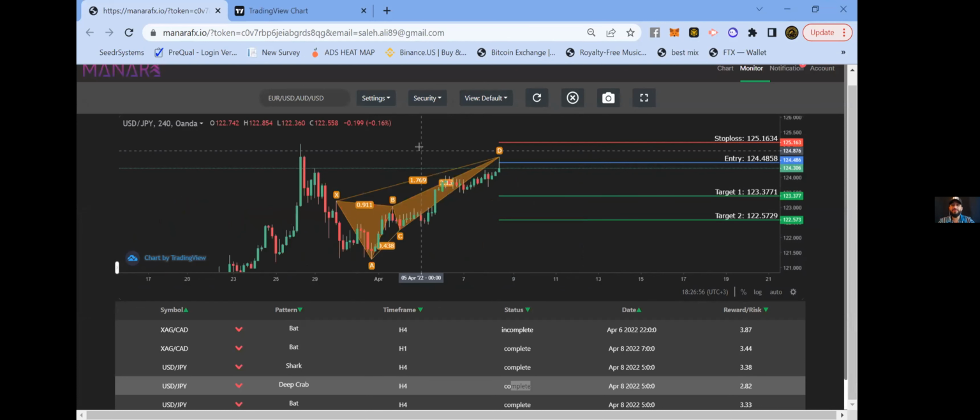But ladies and gentlemen, this is a trade idea I didn't have to do the analysis for. I just came here within minutes. I set up my settings and I looked at one thing that I liked. Boom, I'm going to take that trade.